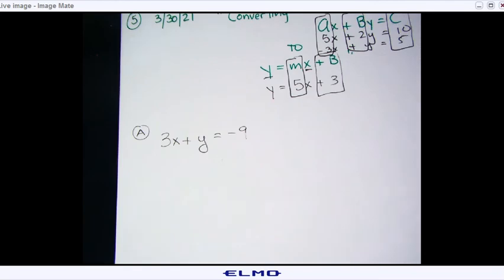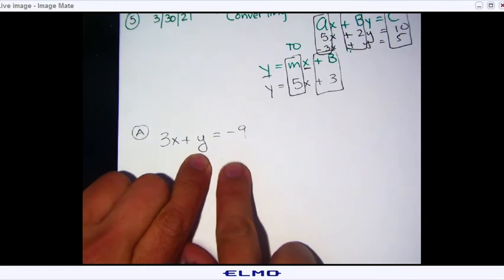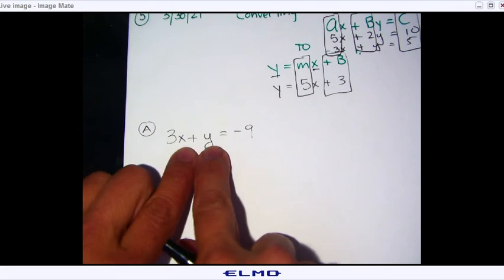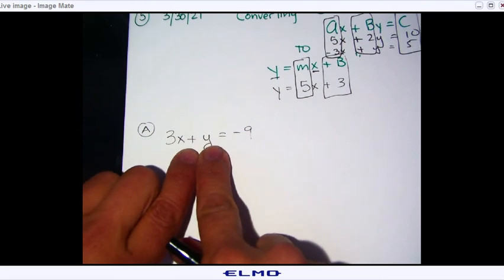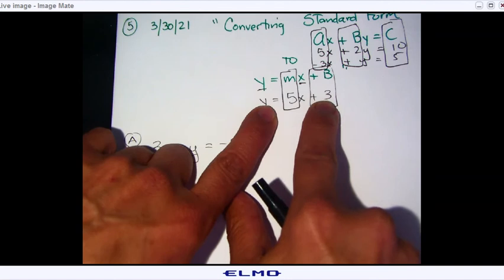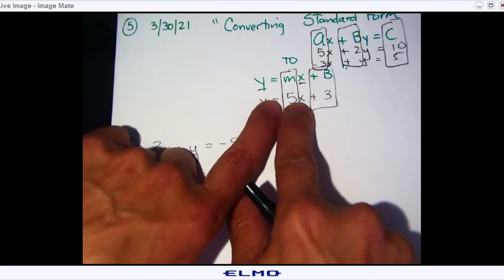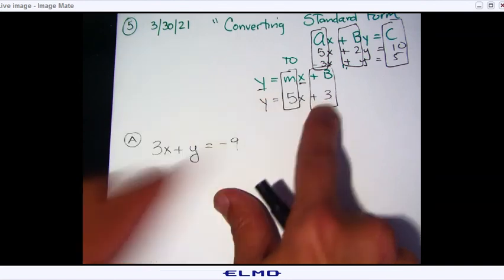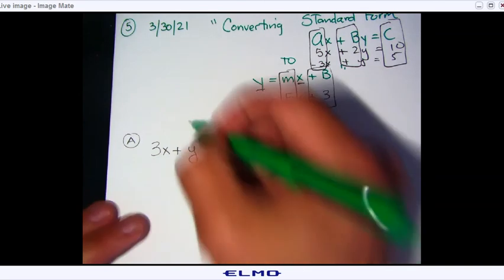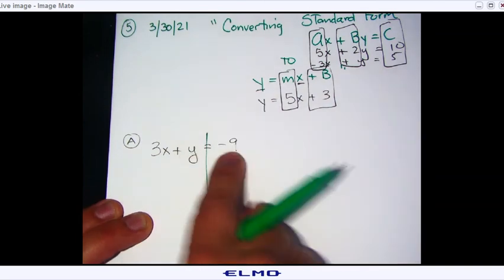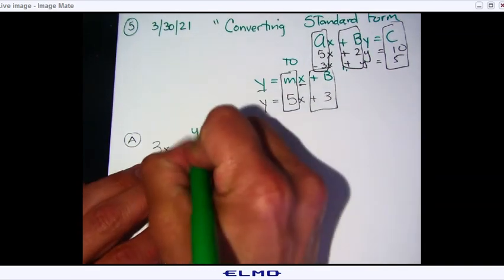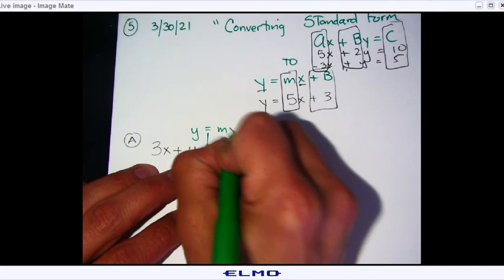So on the first one, this one is called the standard form because you have your x and y on one side. It's not in the y equals mx plus b form, which is called the slope intercept form. We want to change this to y. So make sure you put y equals mx plus b.